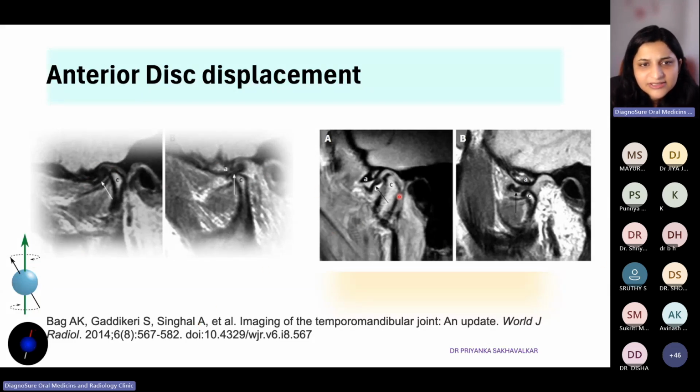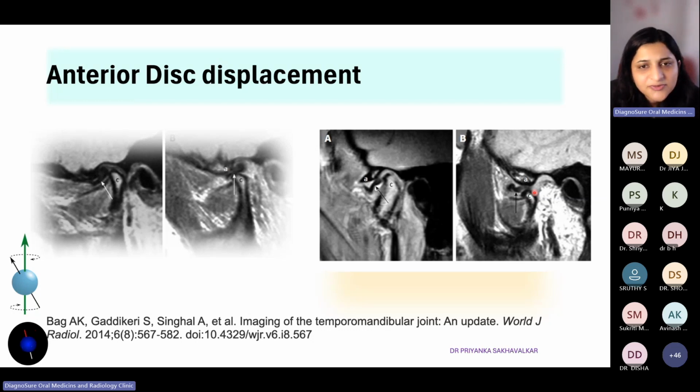And anterior displacement without reduction. So this is the sagittal plane image, again proton density. This is the black disc, which is seen positioned anteriorly, placed in front of the articular eminence. Even with the mouth open, it remained displaced and doesn't change its position. See here, the disc moves to this position, but here, even when the mouth is open, it doesn't reduce. Okay, so this is without reduction.